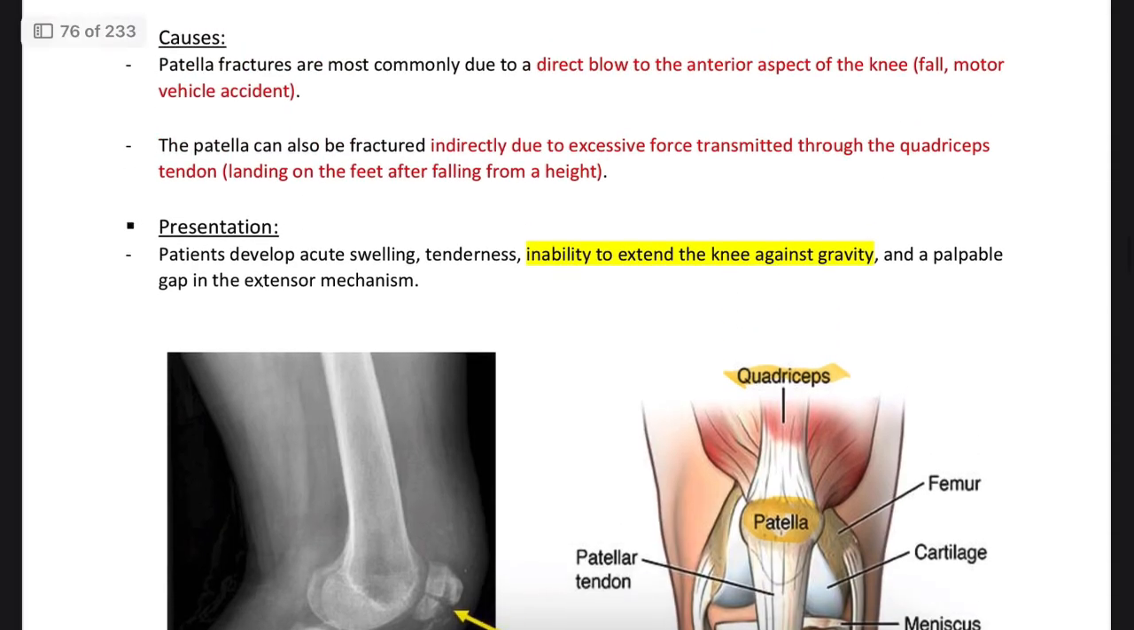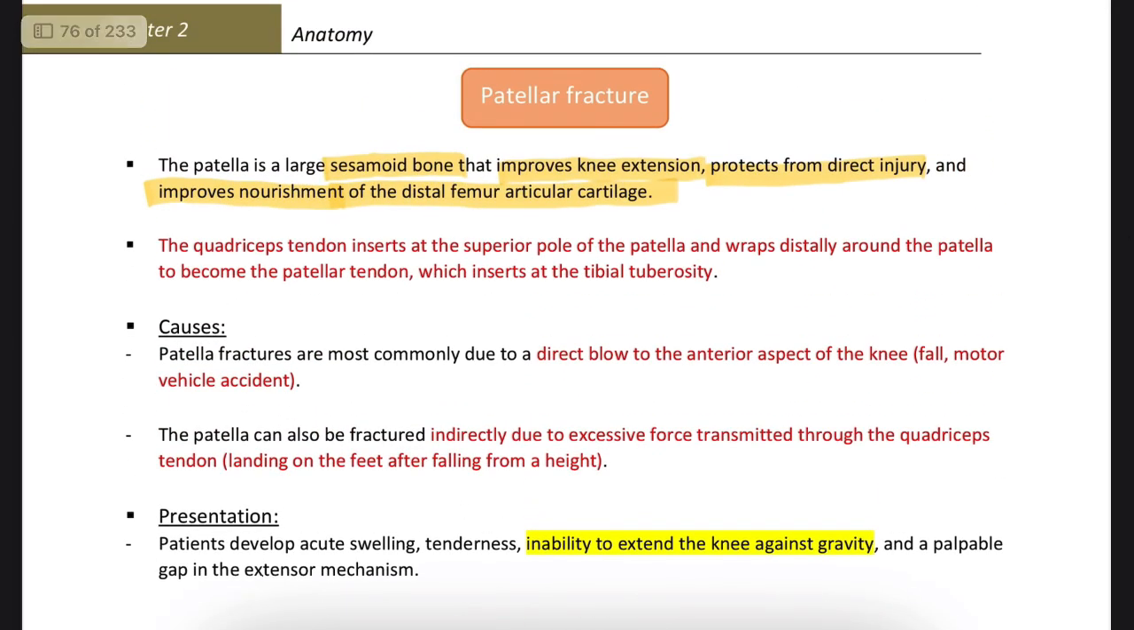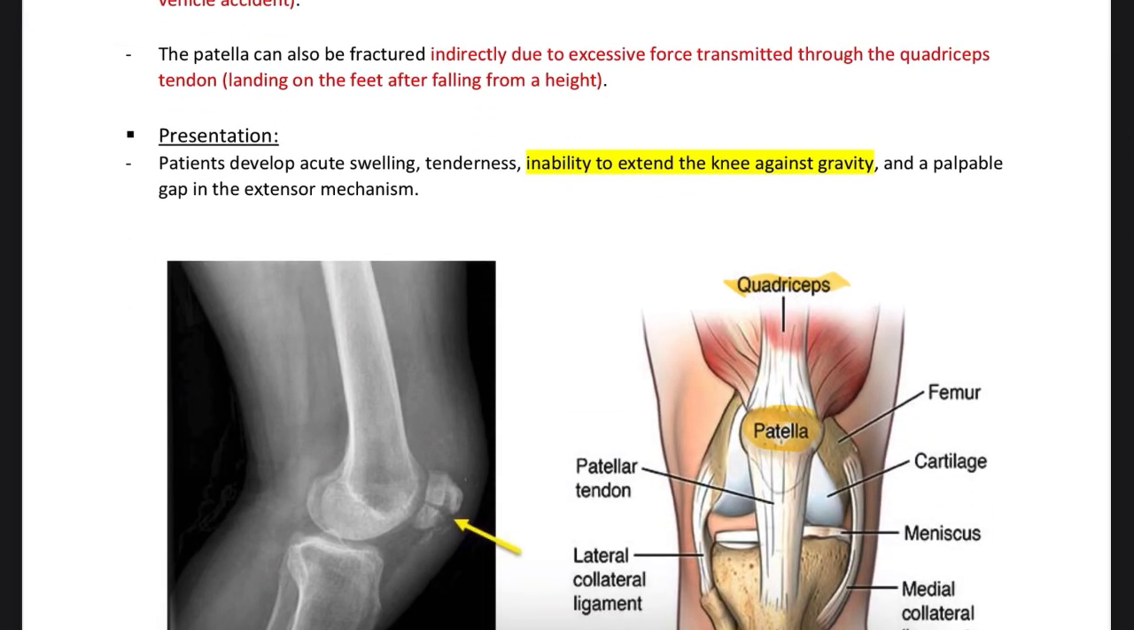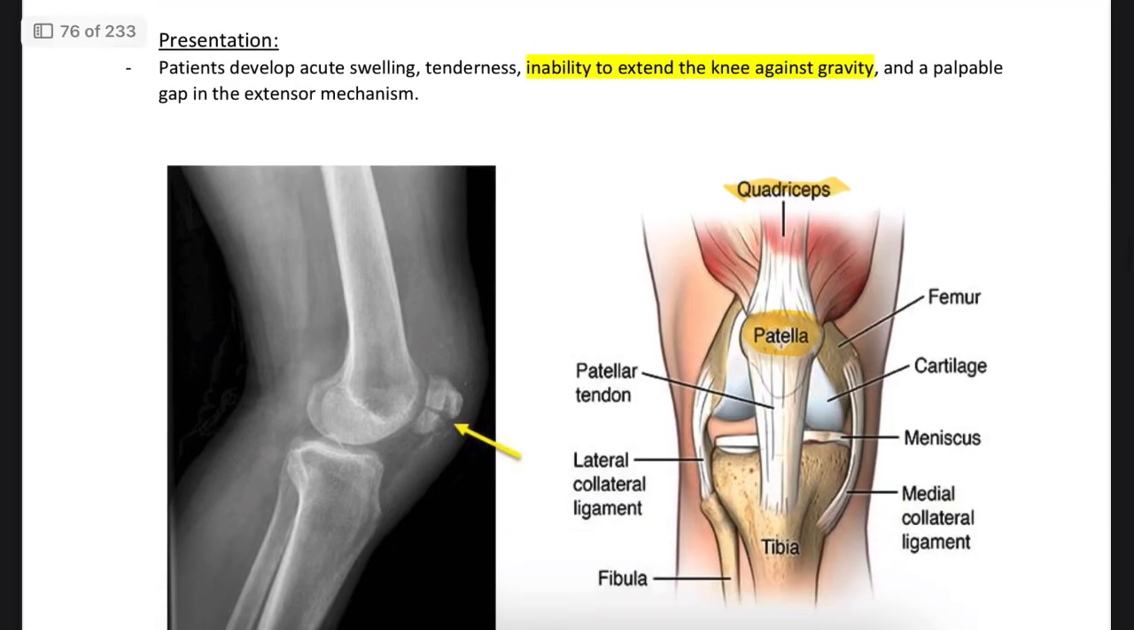So what are the clinical signs? We can see anterior knee pain and swelling, inability to extend the knee against gravity, and a palpable defect in the extensor mechanism. For management, we can confirm with X-ray. In this lateral view of the X-ray you can see the patellar bone is fractured. Surgical fixation may be needed for a displaced fracture. If it's not displaced, we can use a cast.